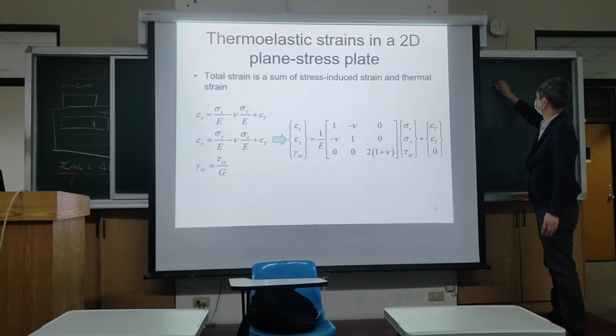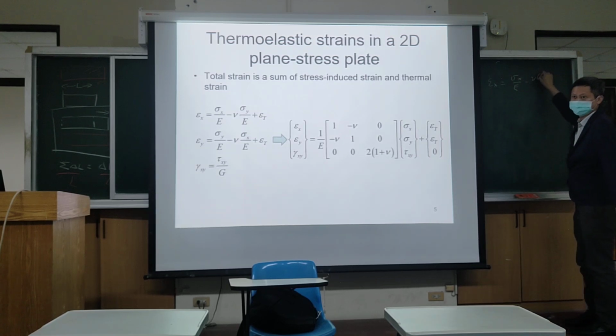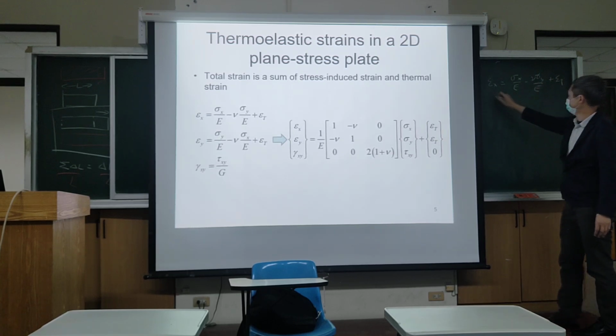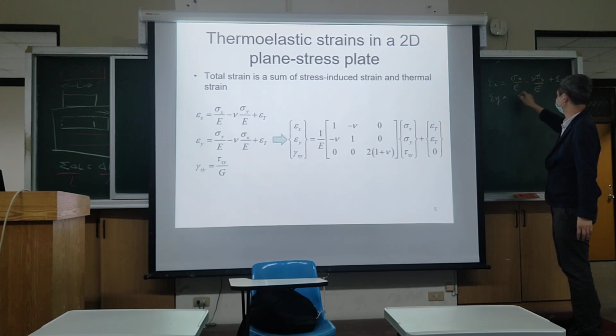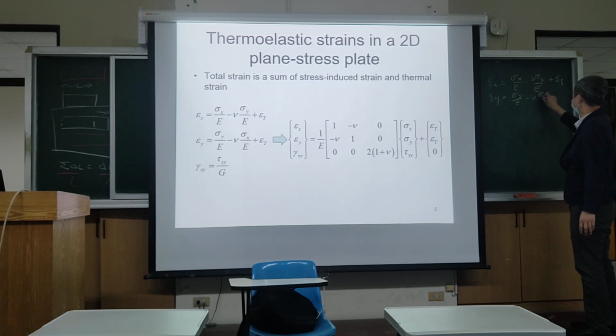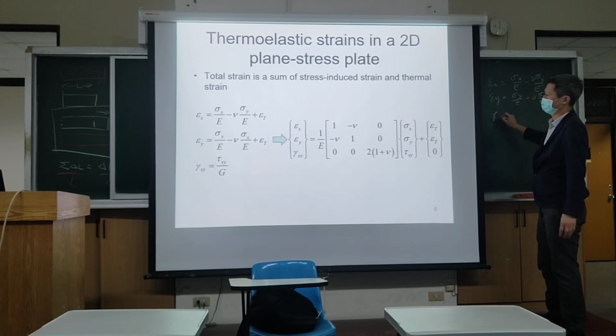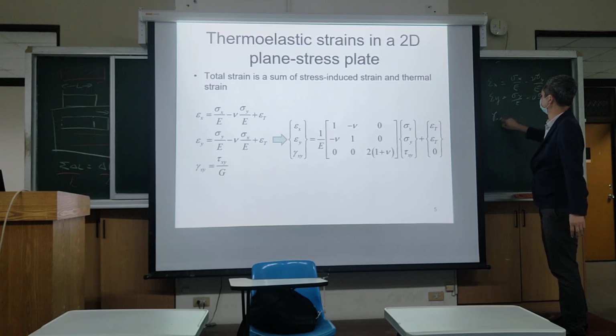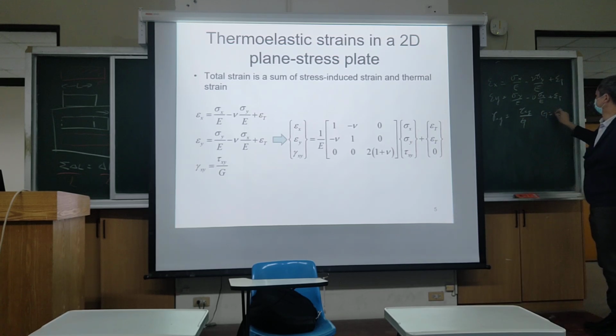So you can write the strain in the x direction as caused by the stress in the x direction minus Poisson ratio times the stress in the y direction, divided by Young's modulus, plus thermal strain. Likewise, in the y direction, you have strain contributed by the stress in the y direction and the stress in the x direction plus thermal strain. And then the last term is your shear strain. Okay, it's going to be written as the shear stress divided by G. G is equal to the Young modulus divided by 2 times (1 plus Poisson ratio).